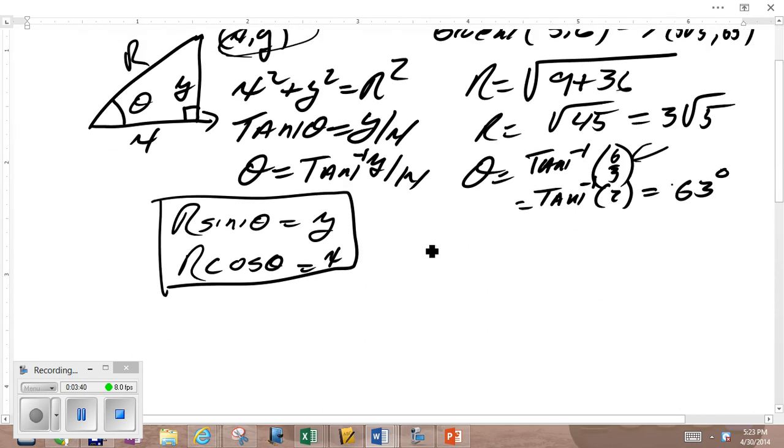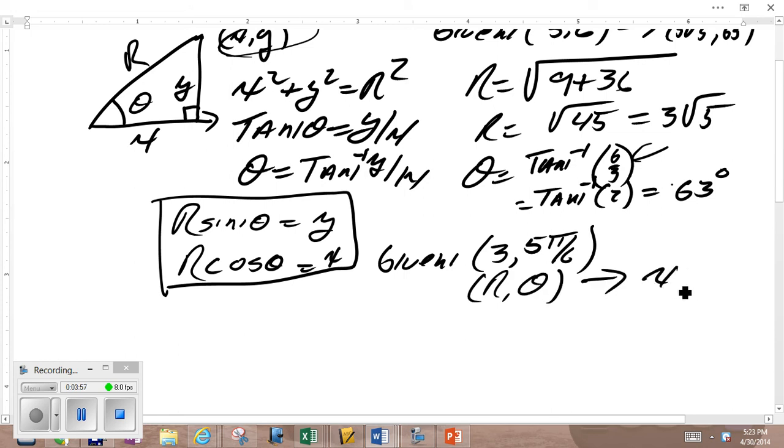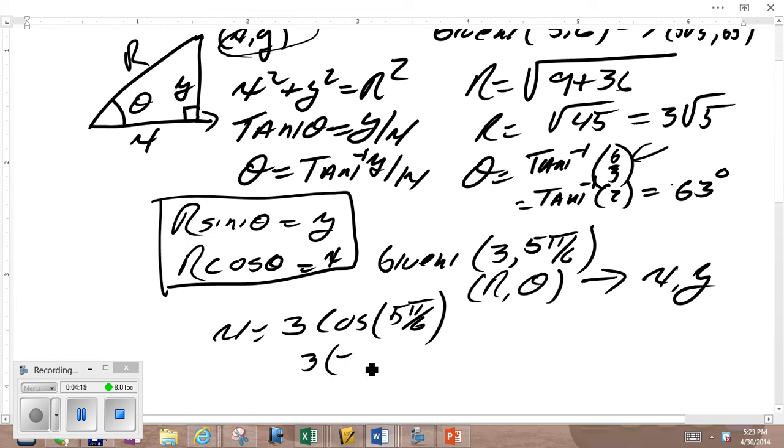Case in point, given the point, let's say (3, 5 pi over 6), that's obviously in the (r, theta) format. Let's find the (x, y) equivalent. All right, x is r cosine theta. That's 3 times the cosine of 5 pi over 6. 5 pi over 6, of course, is in the second quadrant where the cosine is negative. So it's 3 times some negative value.